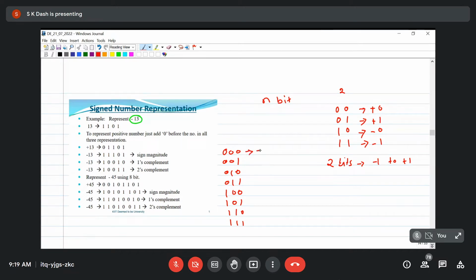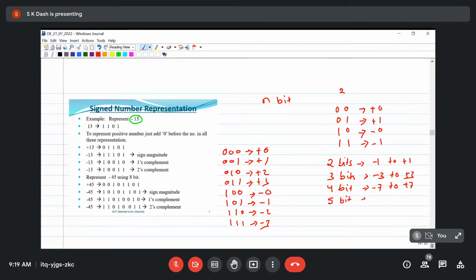What will be 000? This is plus 0. 001 is plus 1. This one is plus 2. This one, 011, is plus 3. 100 is minus 0. This is minus 1, this is minus 2, this is minus 3. So using 3 bits, I can represent from minus 3 to plus 3. Similarly, you can try it yourself. For 4 bits, it will be minus 7 to plus 7. For 5 bits, it will be minus 15 to plus 15.